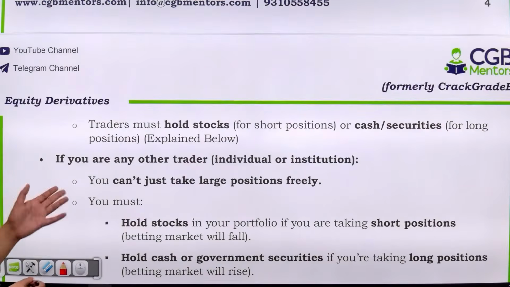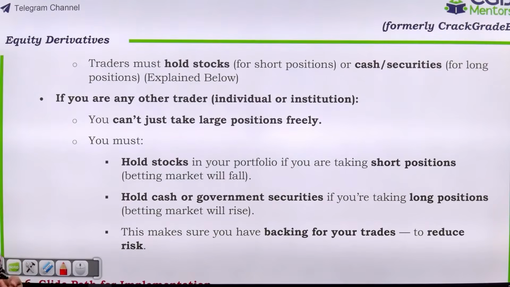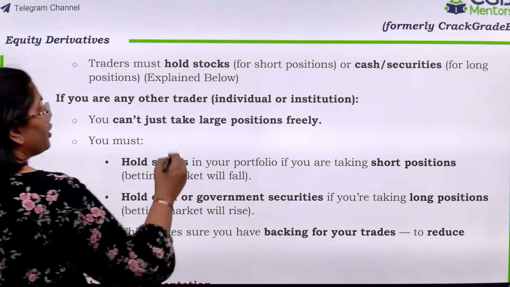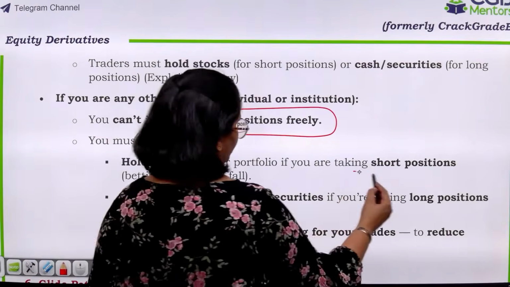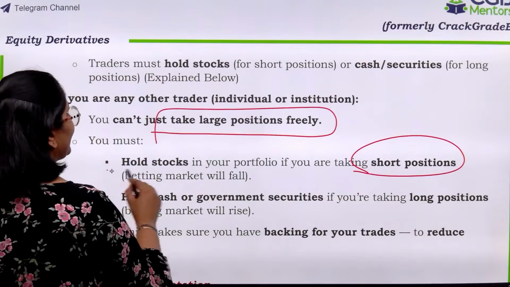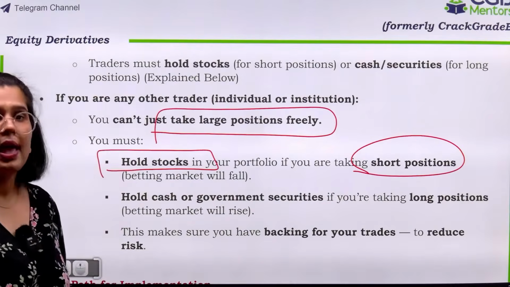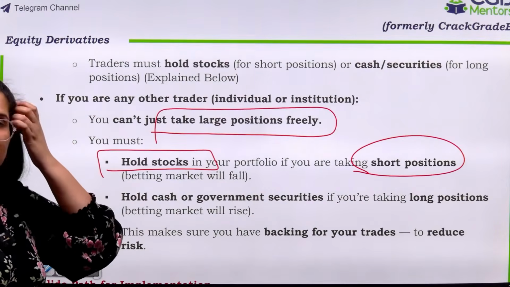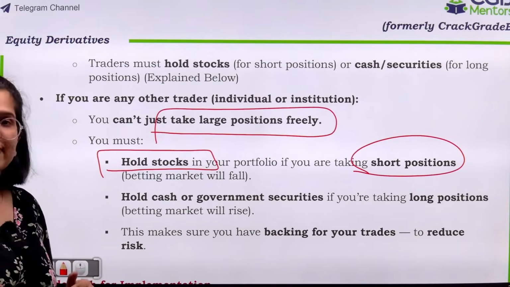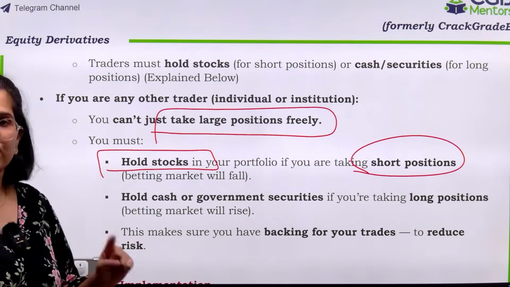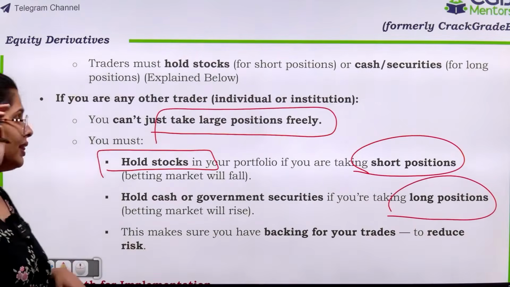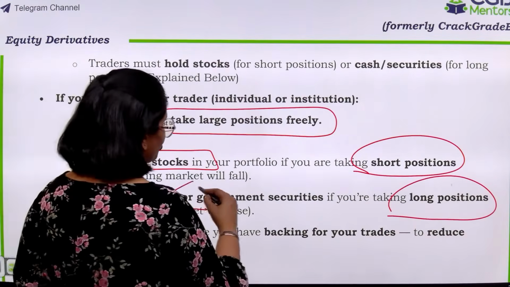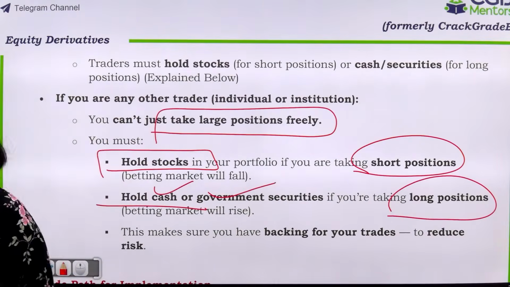But for other traders like individuals or institutions apart from mutual funds or FPIs, it has been told that you cannot take large positions freely. If you are taking the short position, that means you want to sell, then in that case you should have stocks. Before taking a position to sell, you should have the stock in your pocket before you promise to sell. Or if you are taking the long position, that means I will buy. So in that particular case, you should be having cash or government securities to execute the contract.